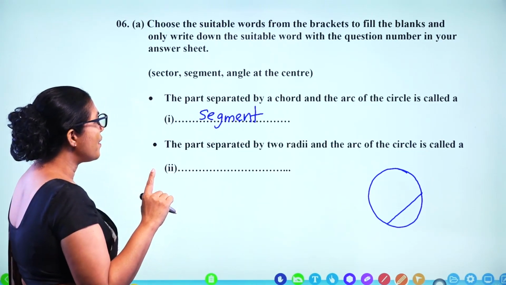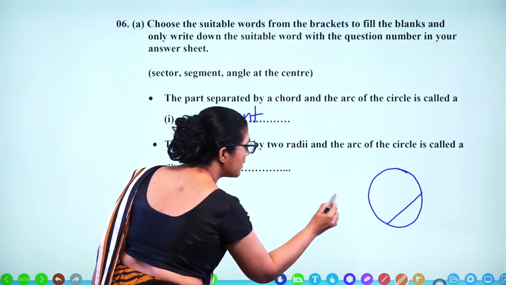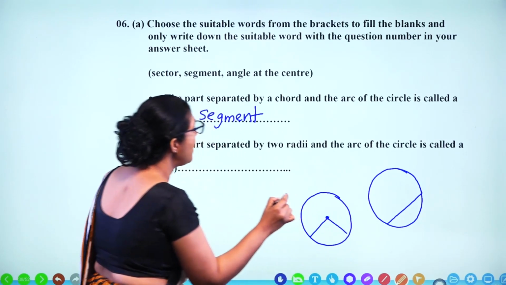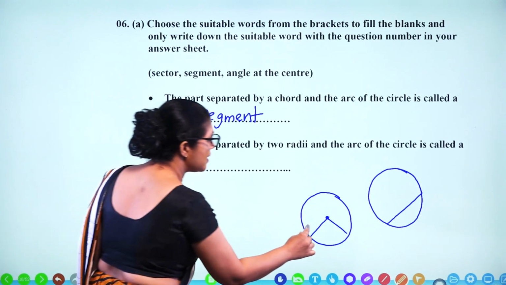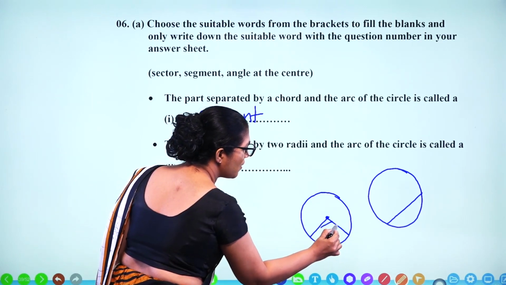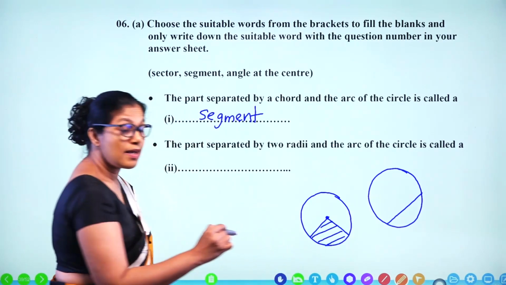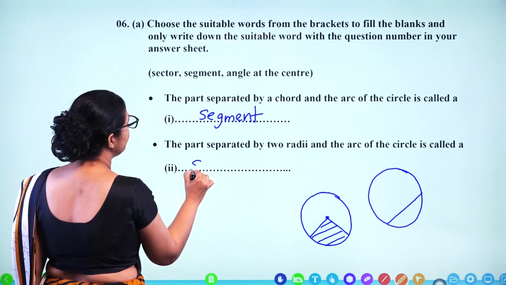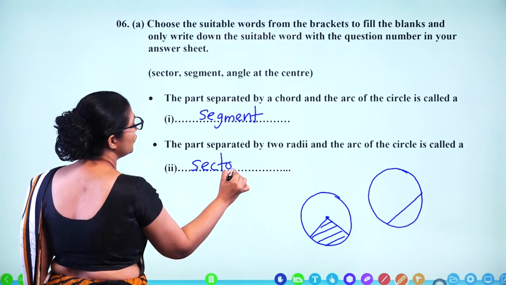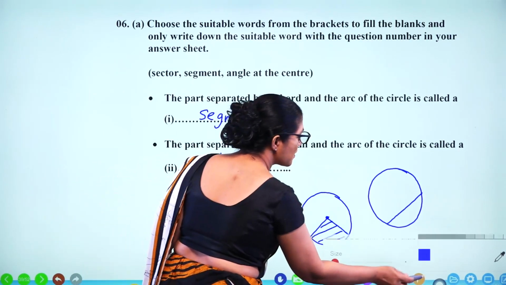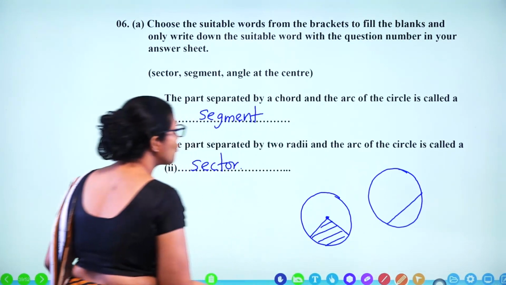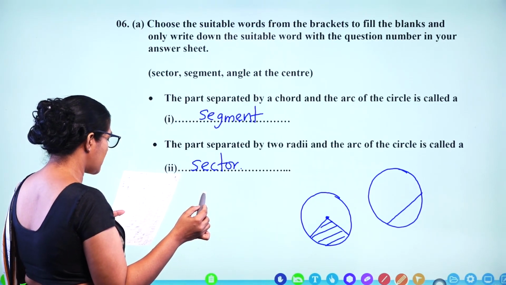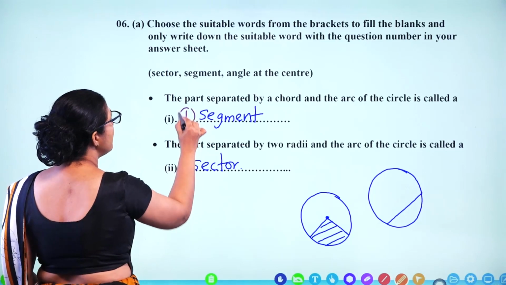The part separated by 2 radii. So if this is the center, 2 radii and arc of the circle. This one. That's a sector. So sector here. So those are the 2 answers. So how many marks for those 2? 2 marks. 1, 1.